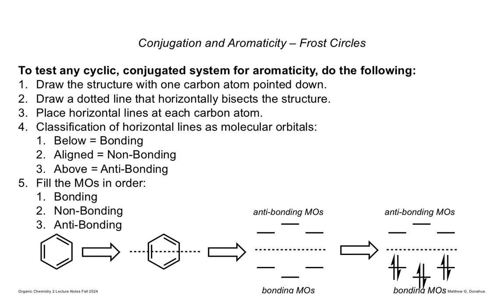Whatever shape the molecule is, so benzene is a hexagon, you want to orient it so you only have one carbon pointing down, and then you draw the rest of the molecule. Then you're going to cut that molecule in half, so it mirrors each other.